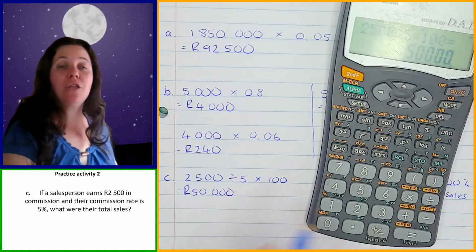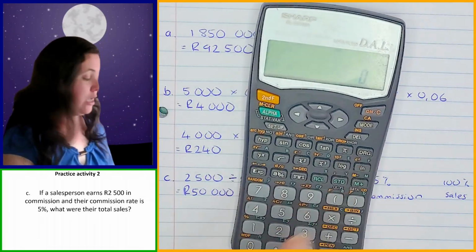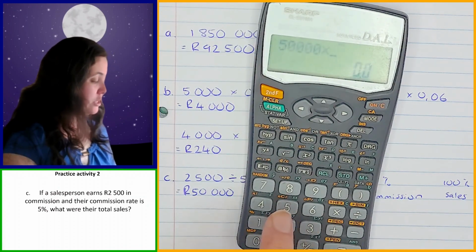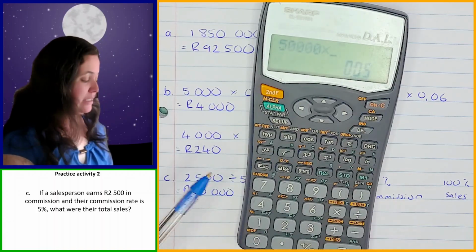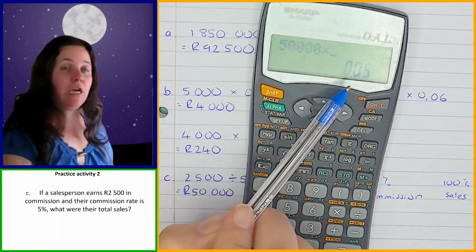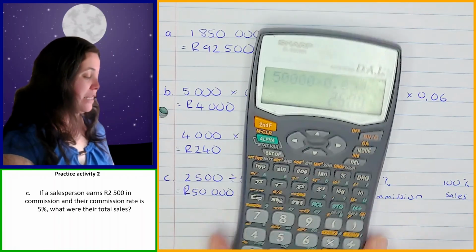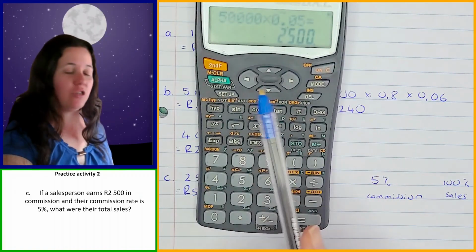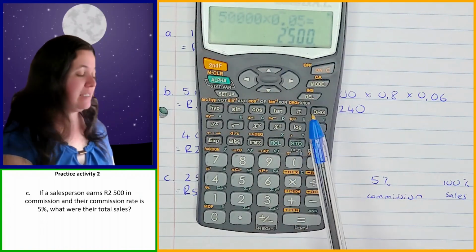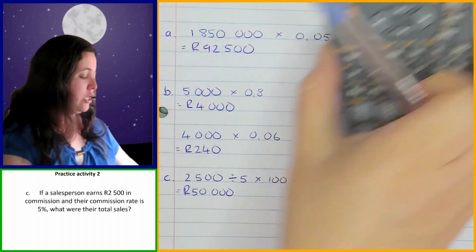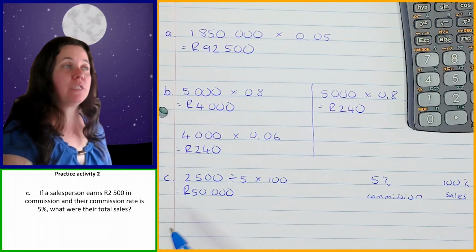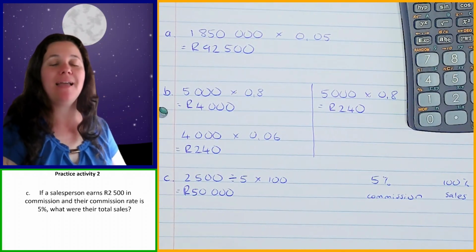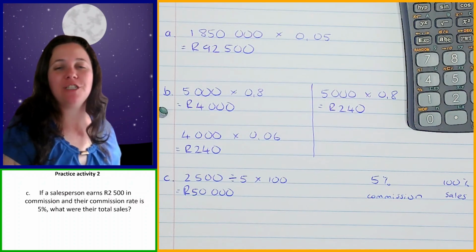So now if we were to take this 50,000 Rand and check it, we would be able to say 50,000 times 0.05, because it's 5%, and that should give us the 2,500 that we started with, because now we're working out 5% of the 50,000, and that gives us 2,500. Okay, so the 2,500 is 5% of 50,000 Rand. So the total sales that the salesperson managed to make was 50,000 Rand. Okay, and that is how you work with rentals and commissions.